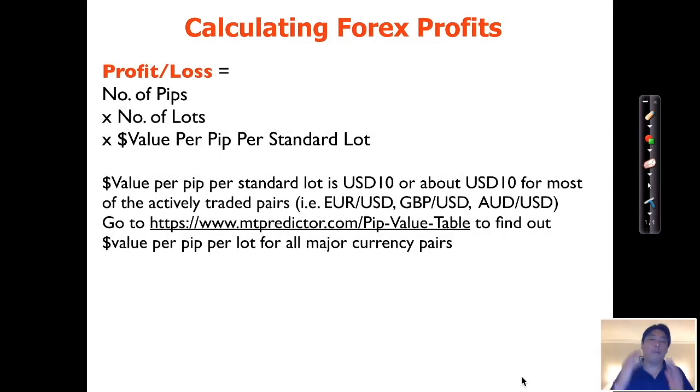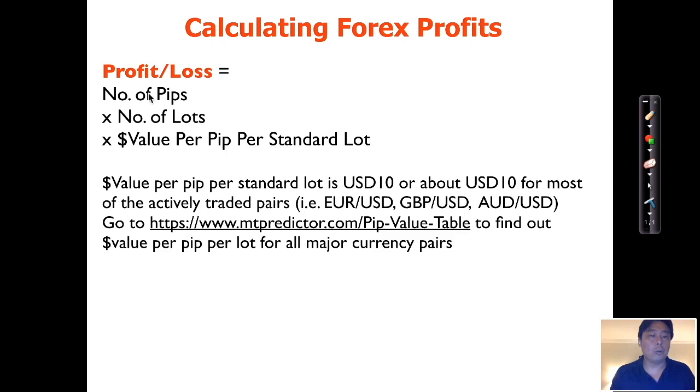Next, how do you calculate Forex profits? So the profit you make or the loss you make is equal to the number of pips that you capture. Okay, it moved by 20 pips. It moved by 100 pips. So how many pips did you capture? Multiplied by the number of lots, multiplied by the dollar value per pip per standard lot.